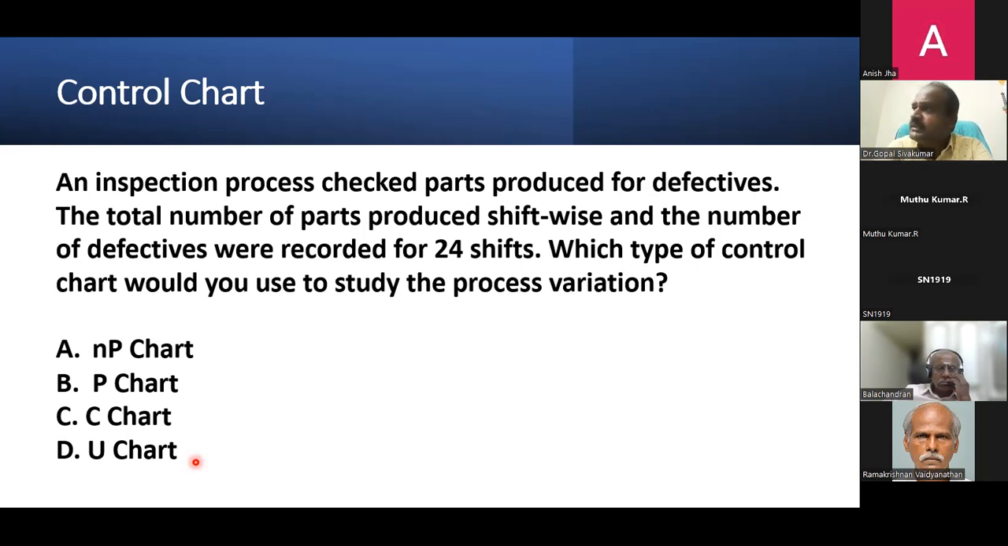Now let us take another case. An inspection process checked parts produced for defectives. The total number of parts produced shift-wise and the number of defectives were recorded for 24 shifts. Which type of control chart would you use to study the process variation?